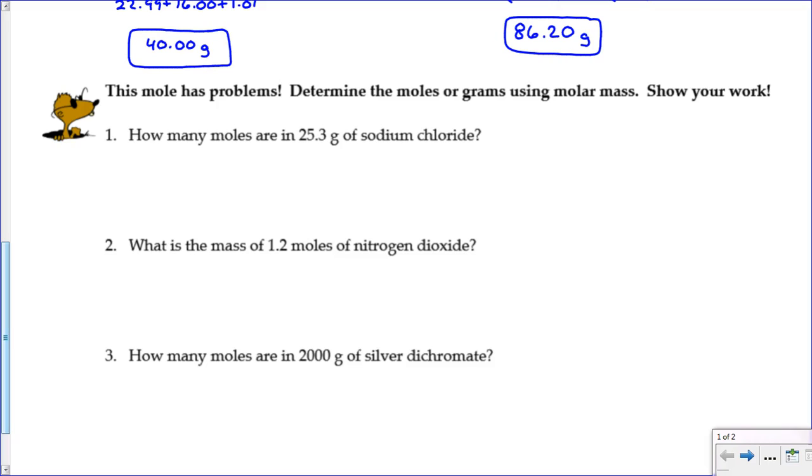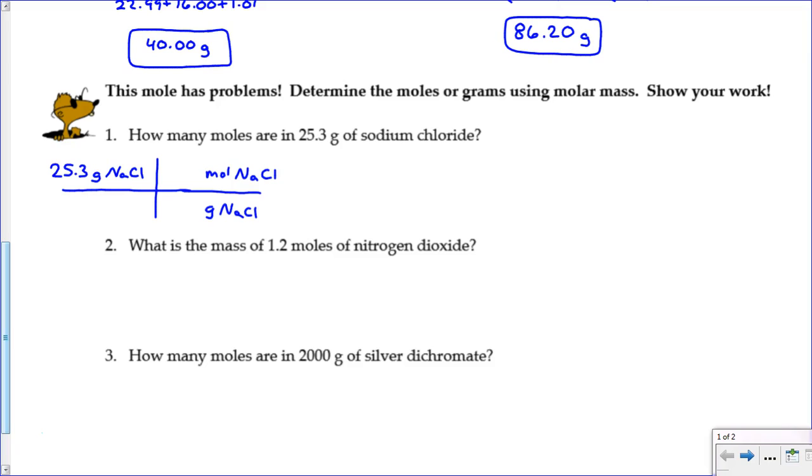Number 1 says, how many moles are there in 25.3 grams of sodium chloride? So our starting point in this problem is 25.3 grams of sodium chloride, NaCl. We know that we're going to have to cancel out grams of NaCl with moles of NaCl. If we're trying to find out how many grams are in 1 mole of NaCl, that is the molar mass. And so what we've got to do is what we were doing above.